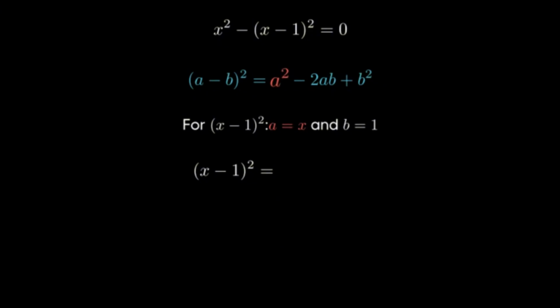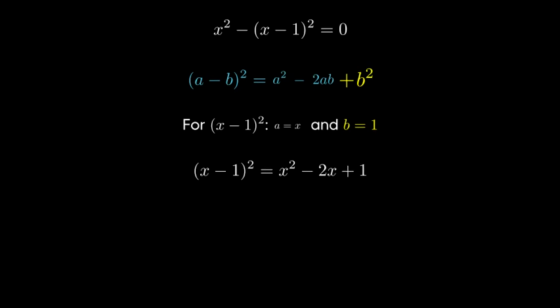The first term in our expansion is a squared. Since a is x, this becomes x squared. The second term in our formula is negative 2ab. When we substitute a equals x and b equals 1, we get negative 2 times x times 1, which simplifies to negative 2x. The final term in our formula is b squared. Since b is 1, this gives us 1 squared, which equals 1.